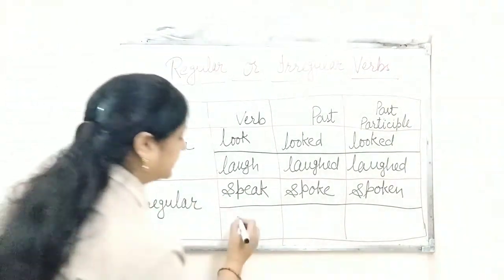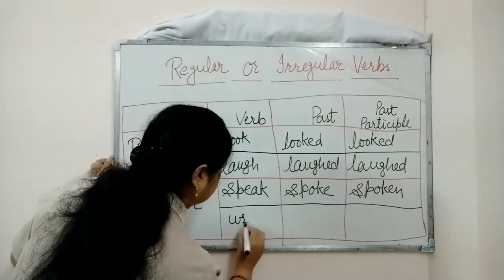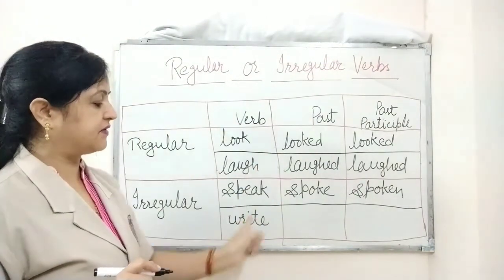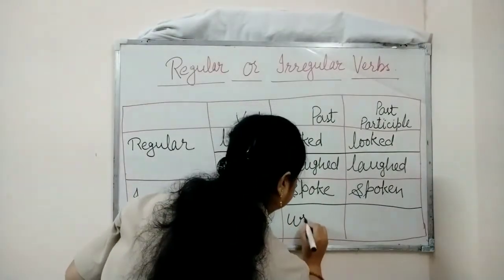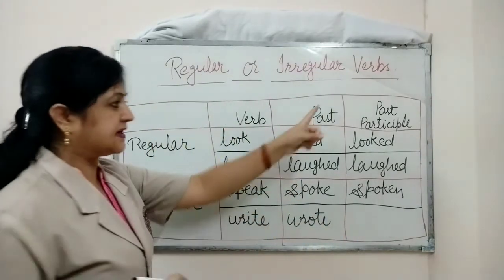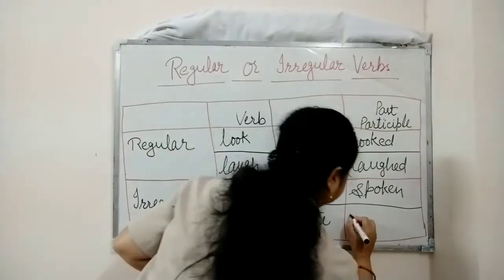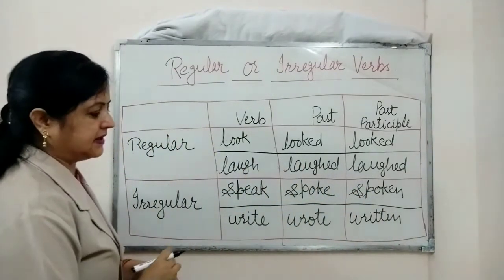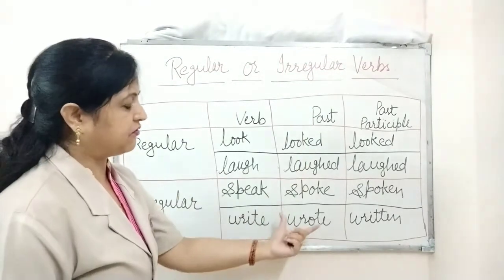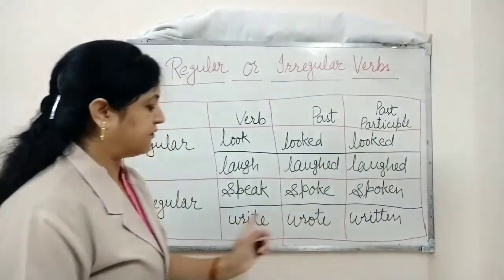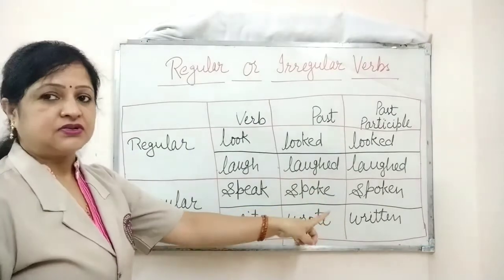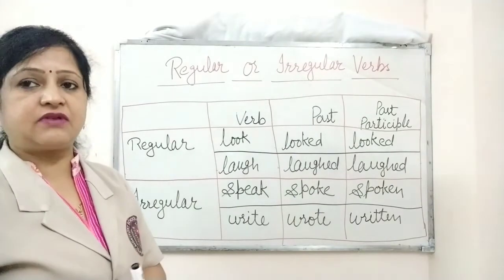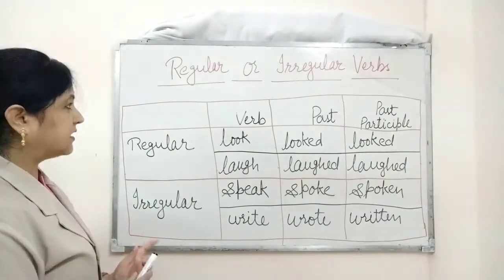Now let's take one more example here. I am writing here write. Okay, write. Now the past form of write is wrote, and the past participle form of write is written. So here again we can see that both the past form and past participle form of the verb write are different. So this is called an irregular verb. So I think it is clear to everybody about regular and irregular verbs.